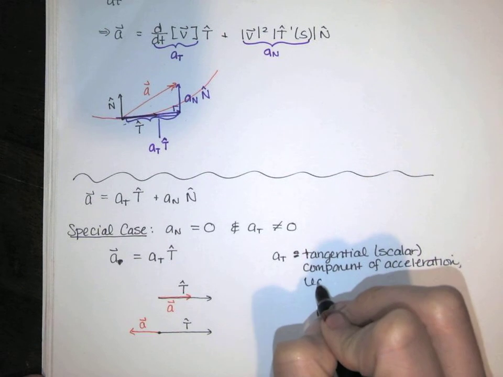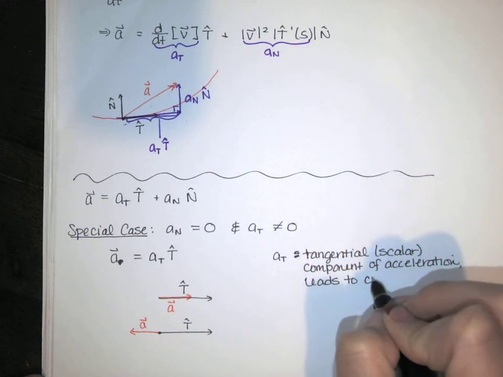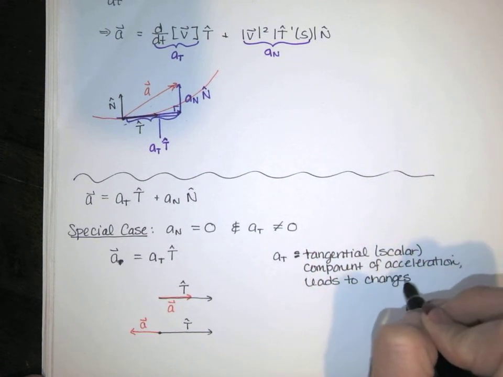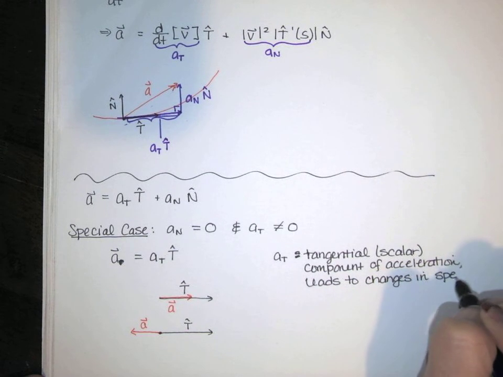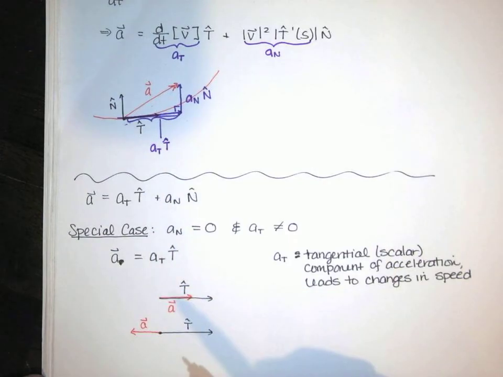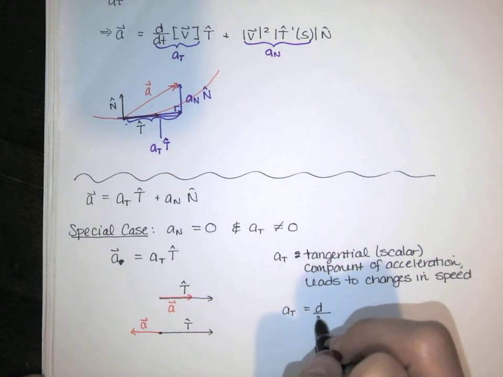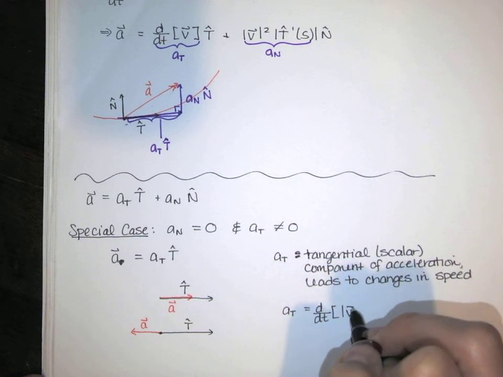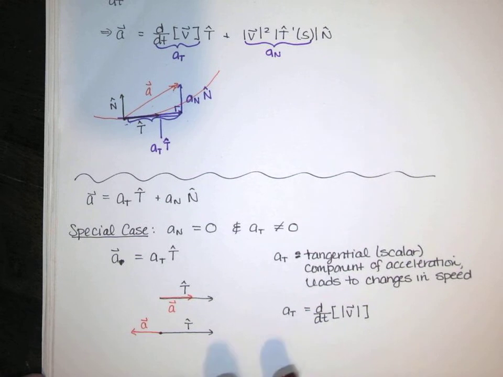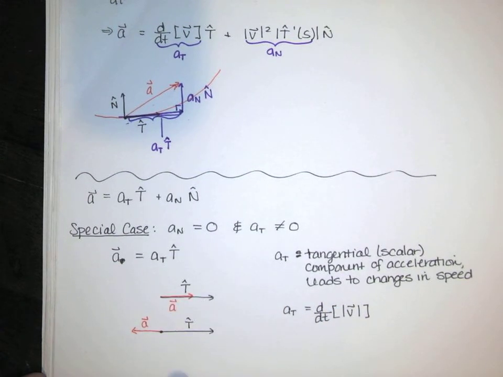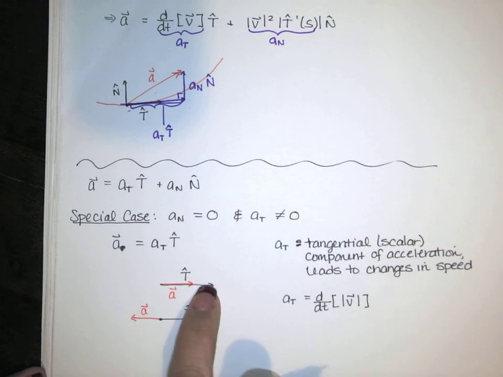This leads to changes in speed. And according to our formula, which we just found using a product rule, a sub t turned out to be the derivative with respect to time of the speed. So it makes perfect sense that that would lead to changes in speed. If our speed isn't changing at all, well, this is going to be 0. And that makes sense because our velocity vector is not going to be changing, not in that direction anyway.